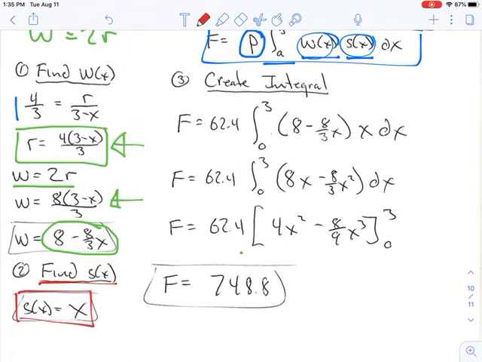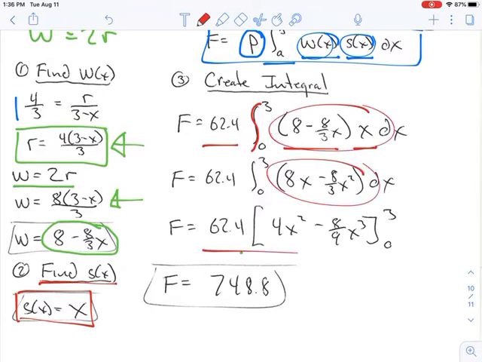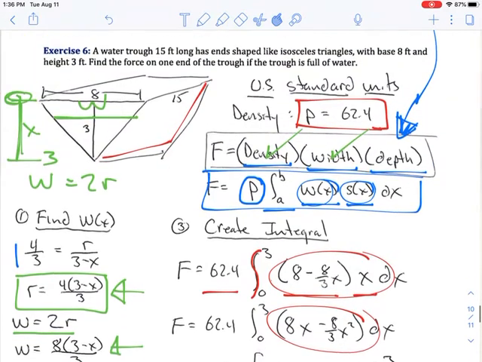All right, once we've got all that, I've got my width function, I've got my depth function. Let's put it all together. So density, bounds of integration. Well, I didn't talk about the bounds of integration, but we're going from 0 to 3, from the top to the bottom. There is my width function. There is my depth function. Simplifying this, multiplying those by x, we get that. Finding the antiderivative, we get that. Evaluating the antiderivative at 3 and 0 and subtracting, we get a hydrostatic force of 748.8.